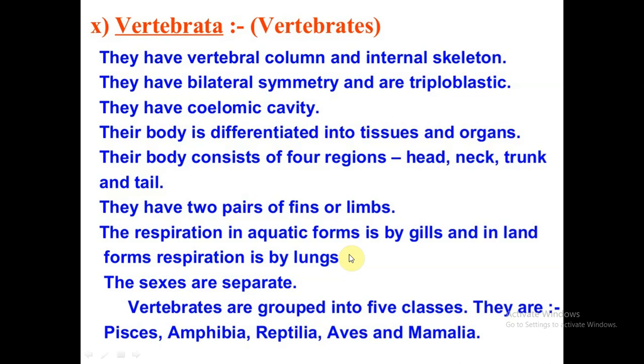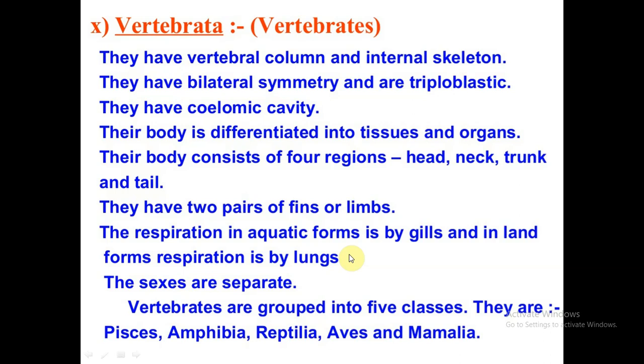The respiration in the aquatic forms is by gills, and in land forms respiration is by lungs. So we are living on land, we are terrestrial animals, so we are respiring with the help of lungs. And the fishes, those are living in the water conditions or the aquatic conditions, their respiratory organs are the gills.